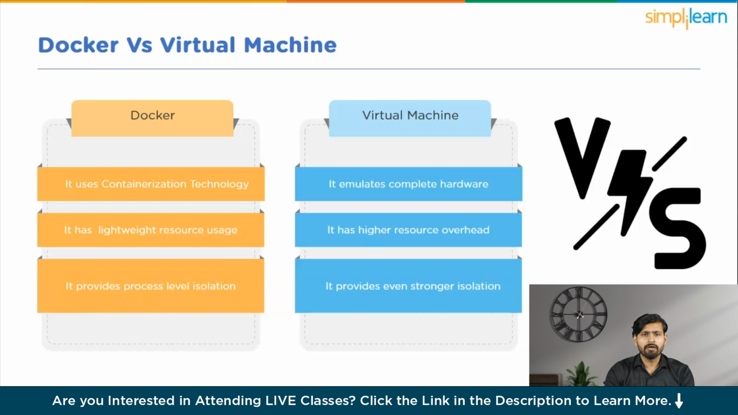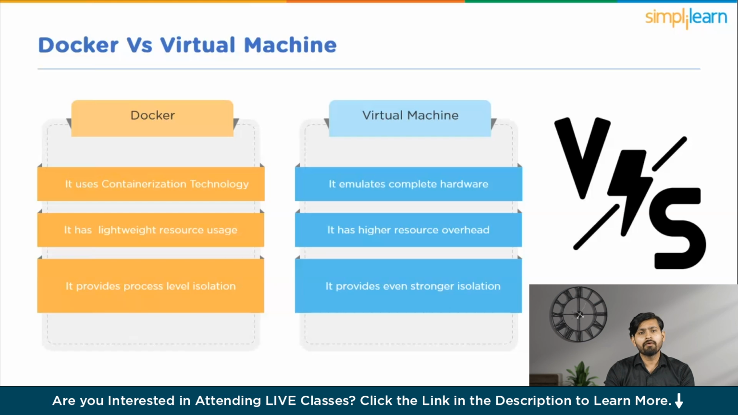In contrast, Docker uses containerization technology to run applications within lightweight, isolated containers that share the host operating system kernel. This approach eliminates the need for a guest operating system, resulting in faster startup times, lower resource overhead, and greater efficiency. Docker containers are highly portable and can be easily moved between environments, while virtual machines require more complex migration processes.